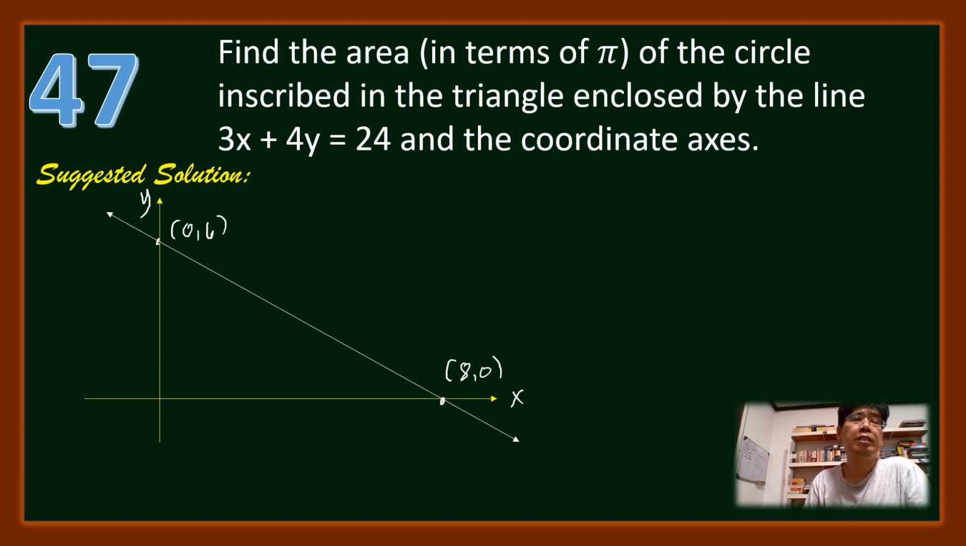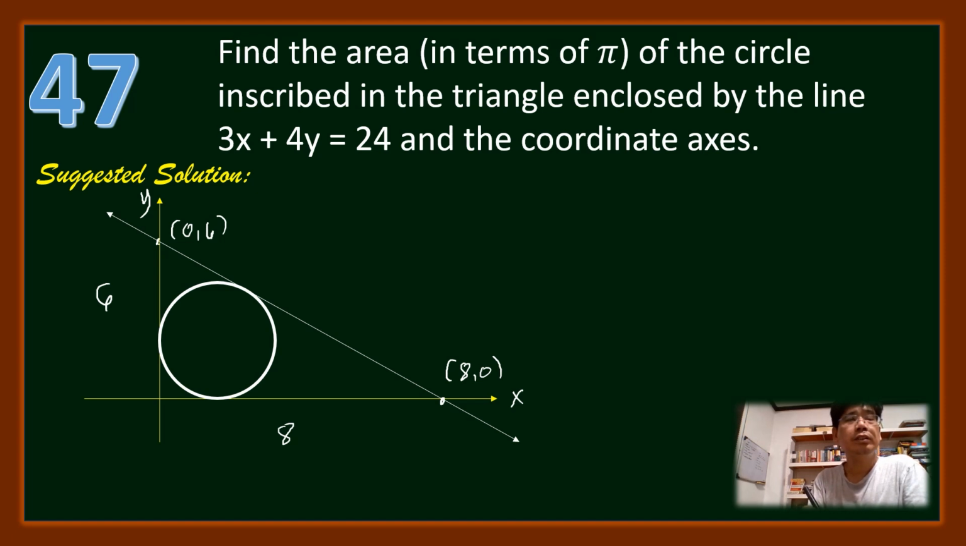This time, let us draw the circle inscribed in the triangle formed by the coordinate axis and the line 3x plus 4y equals 24. Since the y-intercept is (0, 6), the length of the shorter side of the right triangle formed is 6. The length of the longer side of the right triangle formed is 8. That is the distance from the origin to the point (8, 0).